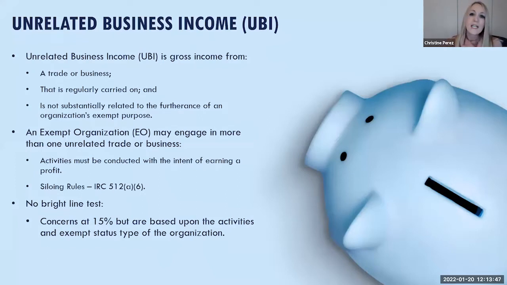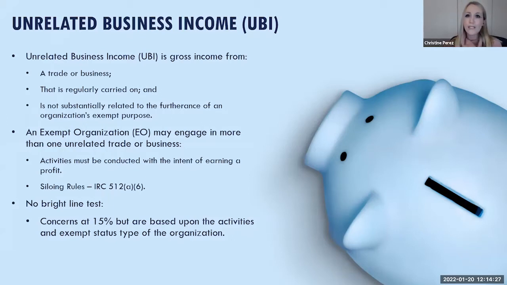So an organization can overall have multiple UBI pieces. We can have multiple activities conducted by an organization that constitute UBI, so long as they're not regularly carried on or substantial to the organization. And when we talk about substantial, oftentimes we'll have this 15% number thrown around. When we talk about UBI overall, the IRS hasn't come in and said that there's a bright line test, a specific cutoff for when the UBI of an organization becomes substantial and impacts tax exempt status.